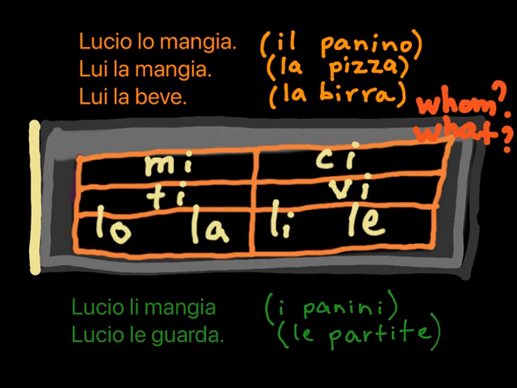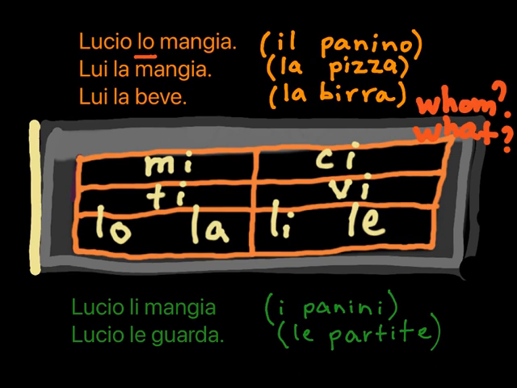Let's check. What does he eat? He eats a sandwich. He eats a panino. So lo mangia is the singular masculine this time noun, and we substitute the word sandwich for the word eat. In Italian, we substituted il panino for lo. So Lucio lo mangia would be Lucio eats it. Or in Italian, the word order is Lucio it eats.